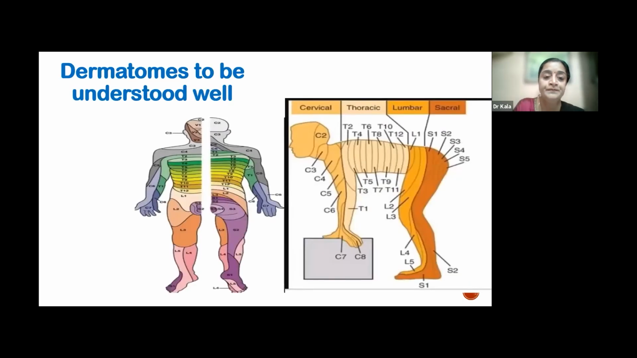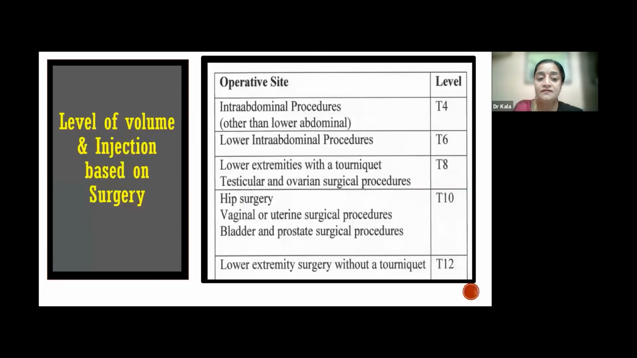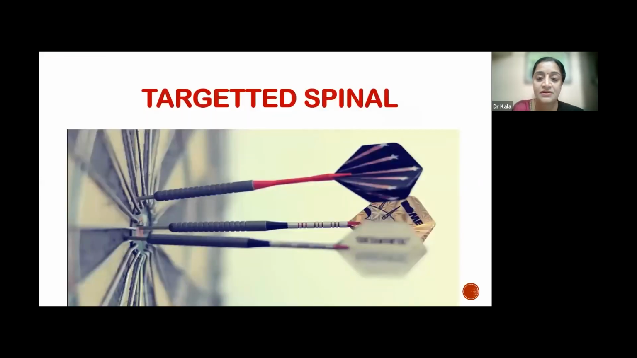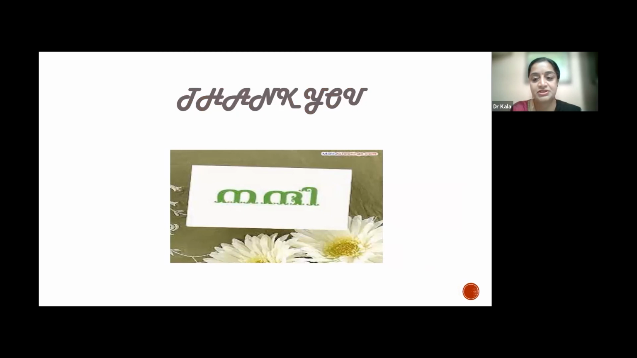This picture is very helpful. The level, volume, and site of injection should be decided according to the surgical procedure. Hence, I will not call it a segmental spinal or an isobaric spinal. It is the targeted spinal. You have to understand the surgery, the dermatomes, the need of the surgery and the surgeon, and give a targeted spinal anesthesia. And thank you, ISA Thrissur.